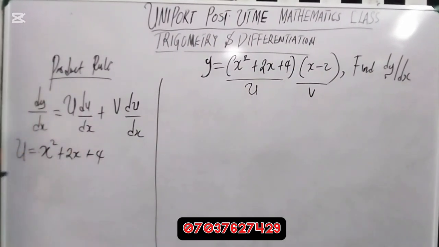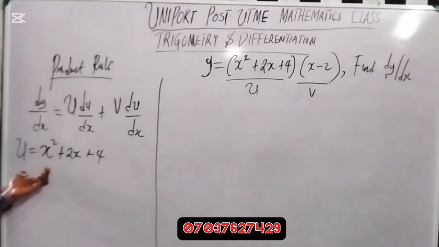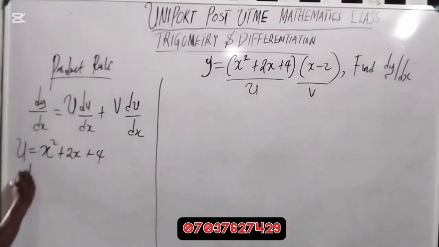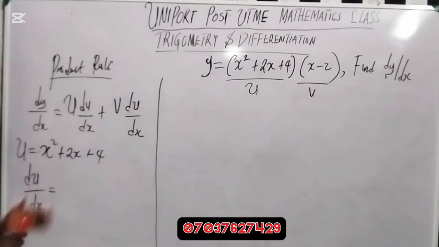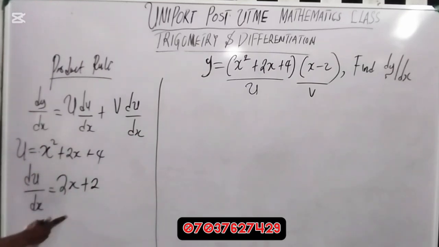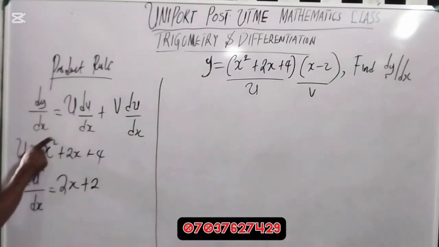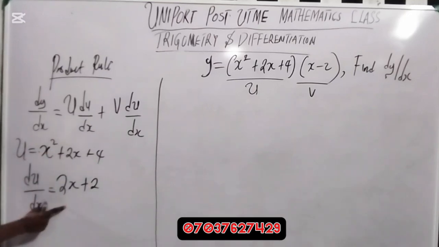Now let's differentiate u with respect to x. So we're going to have du over dx, right? If you differentiate here, we go to be 2x plus 2. So my u is x squared plus 2x plus 4. Then if we differentiate it, we have this one, right?